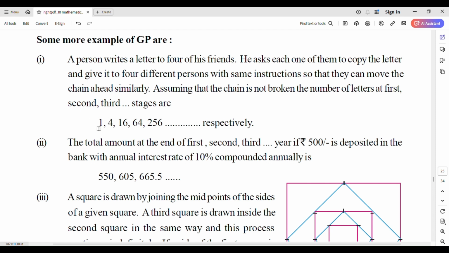A person wrote 1 letter first. Then one person wrote 4 letters, right? So 4 letters, then 4 of them wrote 4 each, so 16 letters, then 4 times that is 64, then 256. So every term is multiplied by 4 to get the next term. So this is in geometric progression.